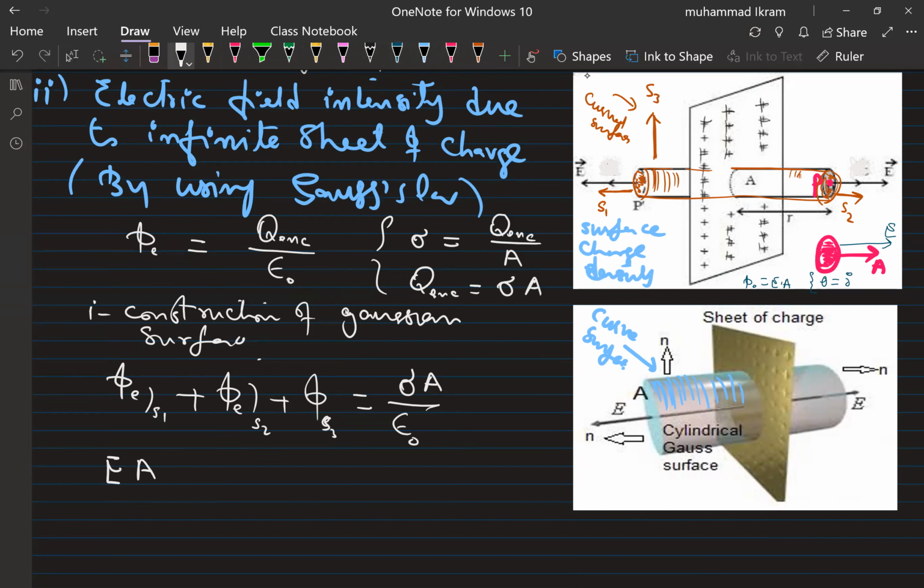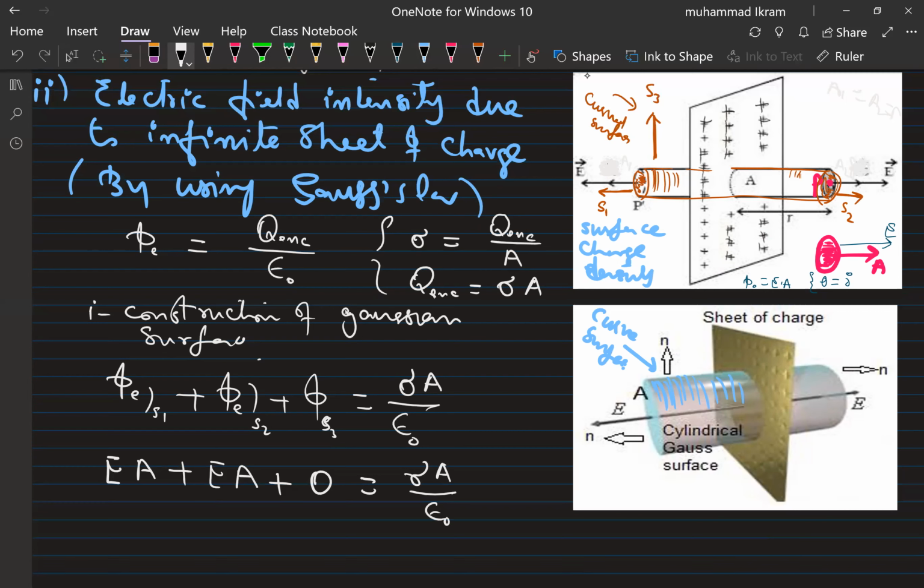And for the other surface, similarly, the same situation: the area vector and the electric field intensity are along the same direction. So for the surface S2 it is EA. Why? Because if I label this as A1 and this as A2, you see A1 equals A2 equals A. And what will be the electric flux through the curved surface? The electric flux through the curved surface is 0.